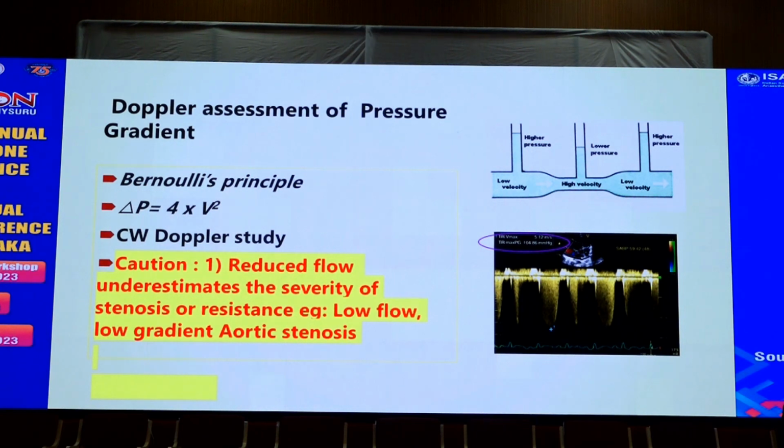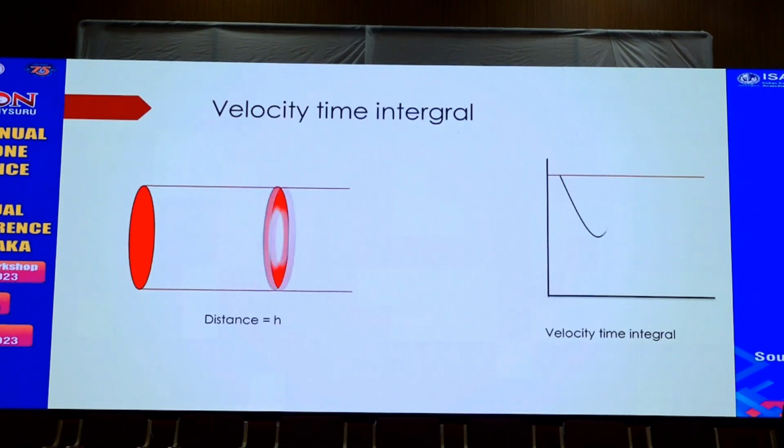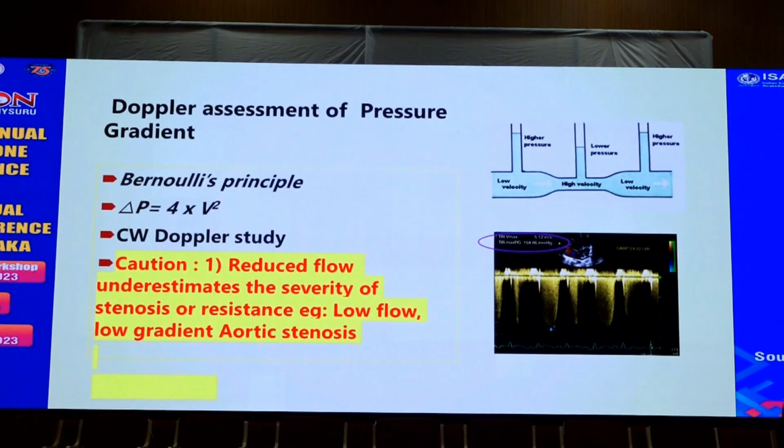So we use Bernoulli's principle here. If we know the velocity, we use continuous wave Doppler to measure the velocity. Once the velocity is measured, we use Bernoulli's principle to measure the pressure gradient. Pressure gradient is nothing but the pressure difference. There is one caveat. It's all related to the flow. If the flow is reduced, it will underestimate your stenosis and the pressure gradient. So you should always ensure, when you measure the pressure gradient, that the flow is adequate.